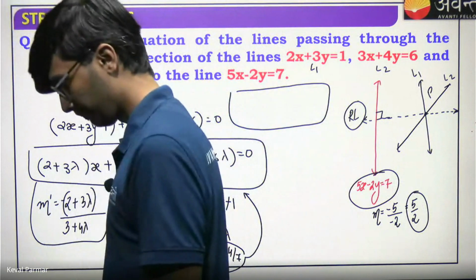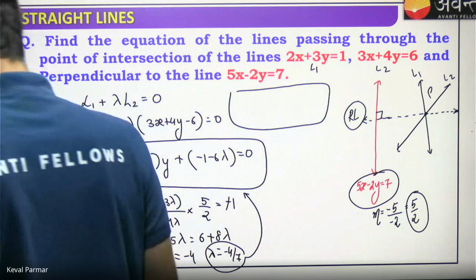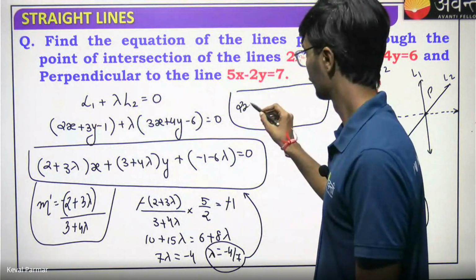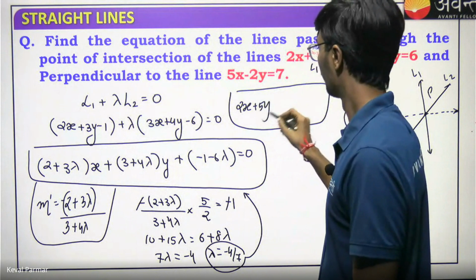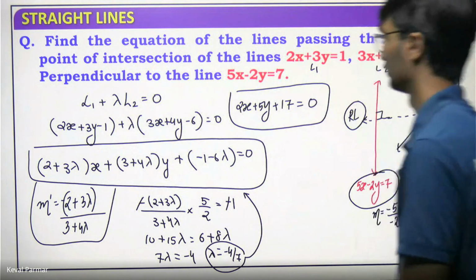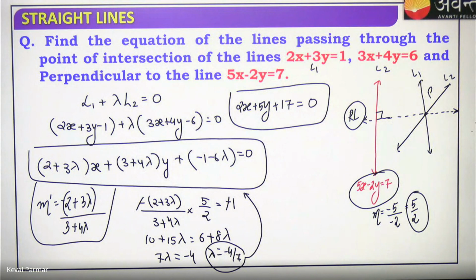Okay, we got one answer. 2x plus 5y plus 17. Okay. So 2x plus 5y plus 17 equals 0. This is my answer. Correct, guys? Come on. I think it is right. Let's move to the next question.